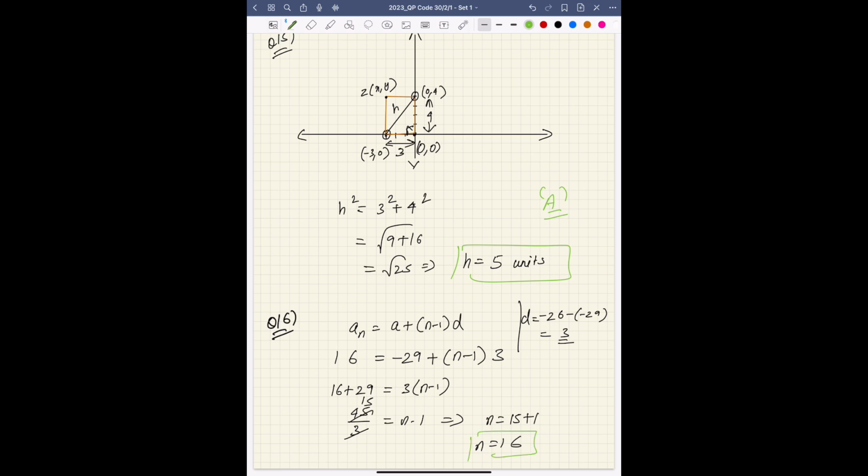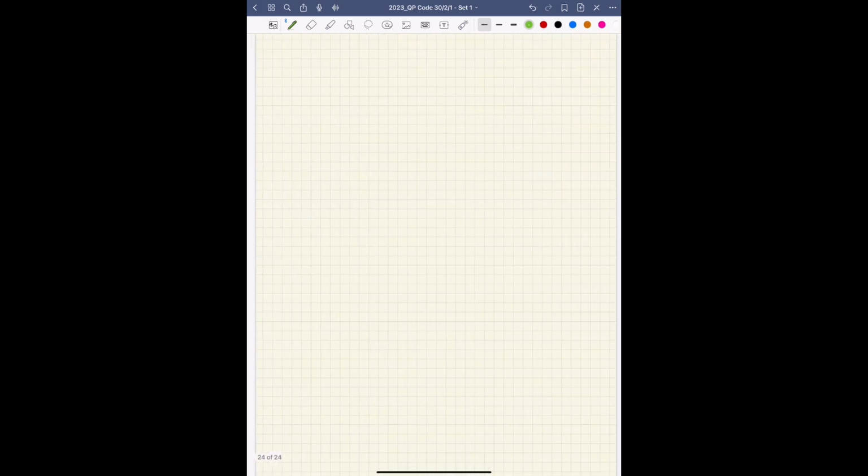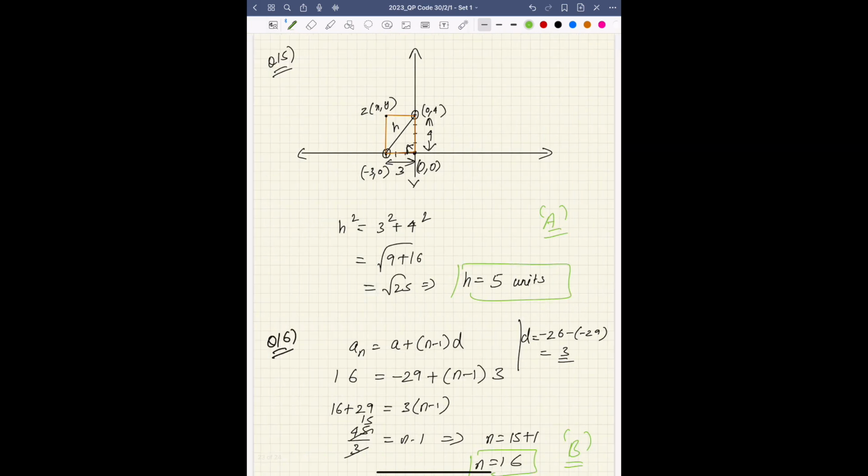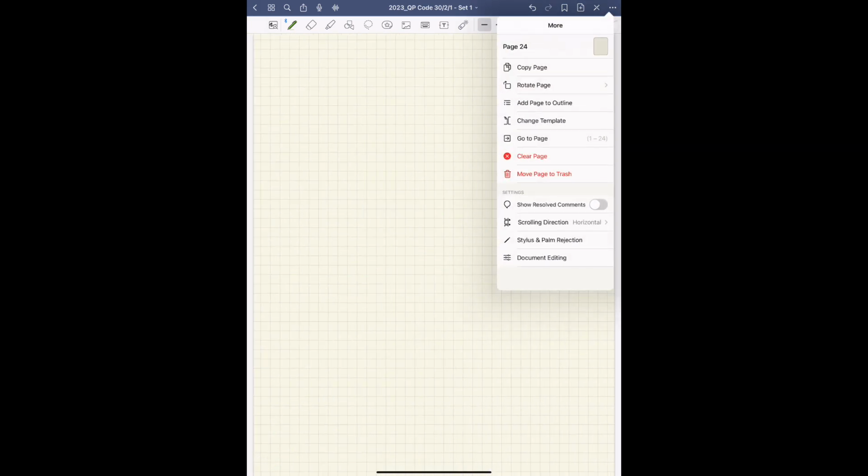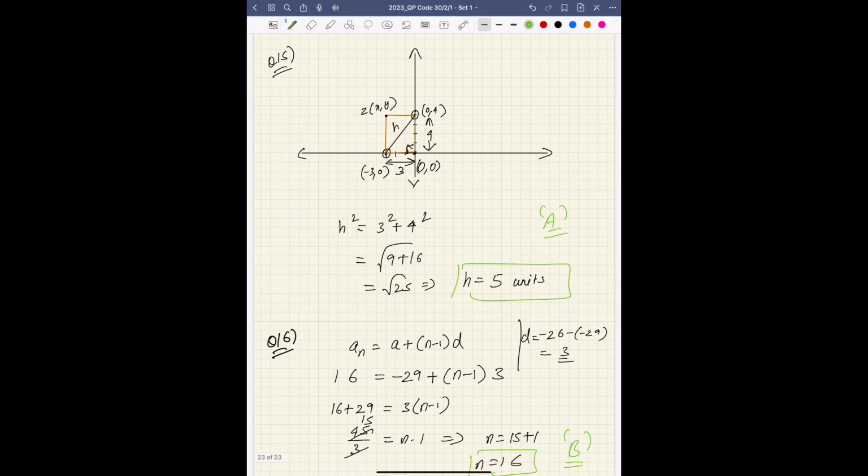Very easy question. Hope you guys have solved it correctly. So 16th term, your answer will be B. This is the 16th term in the AP. Okay, moving on. 4 more questions to go for section A. I'm not gonna take this page anymore. It has more lines. No page to trash. We will take scale lines. Question number 17.